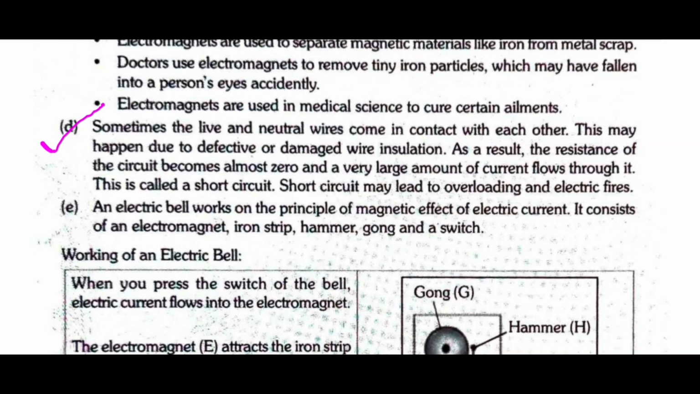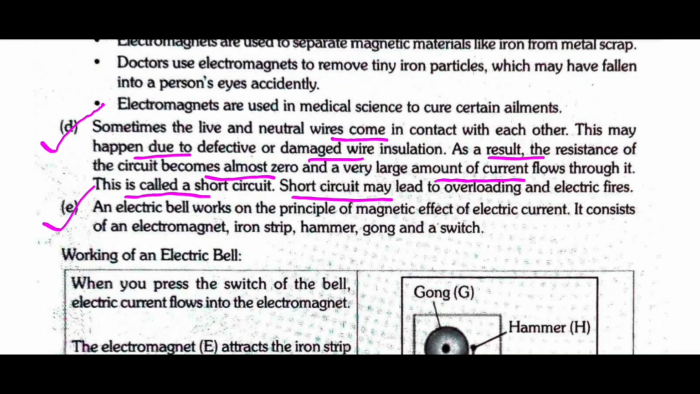Then D, explain how a short circuit occurs. Sometimes the live and neutral wires come in contact with each other. This may happen due to defective or damaged wire insulation. As a result, the resistance of the circuit becomes almost zero and a very large amount of current flows through it. This is called a short circuit. Short circuit may lead to overloading and electric fires.